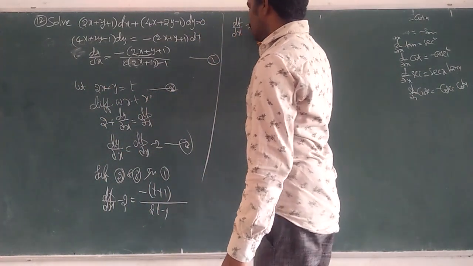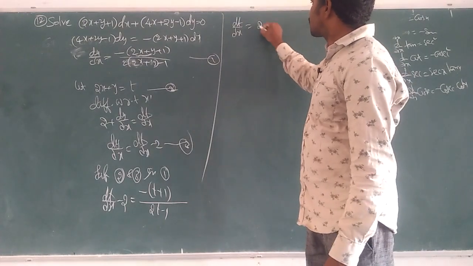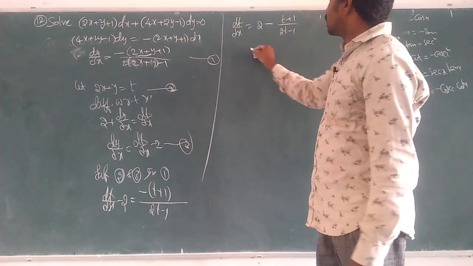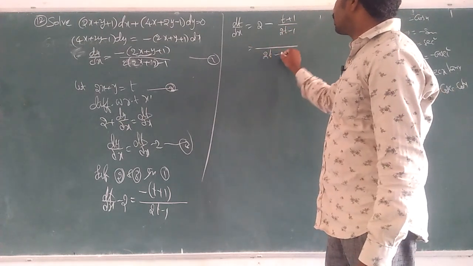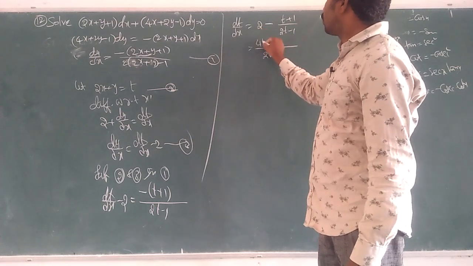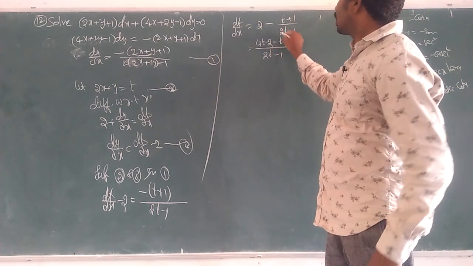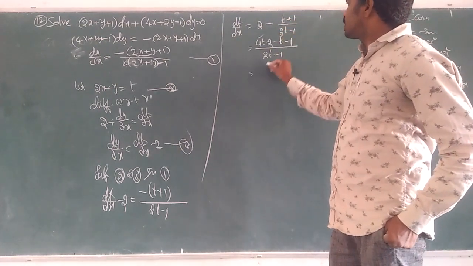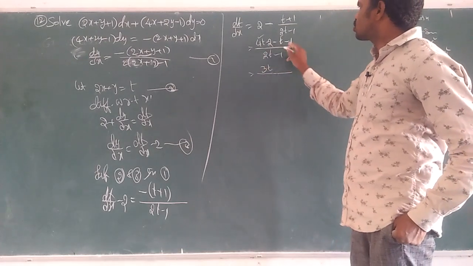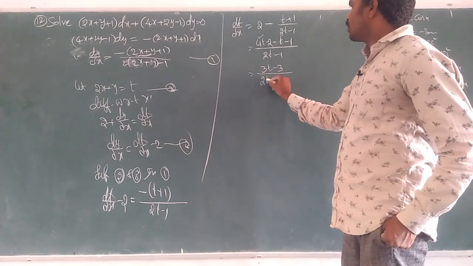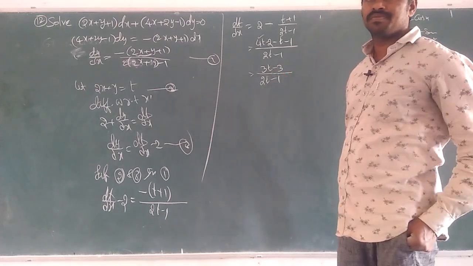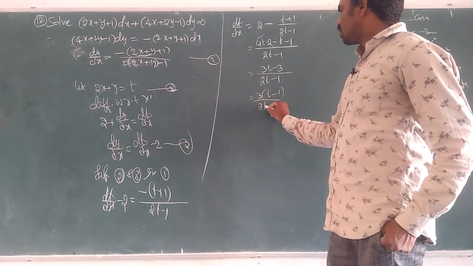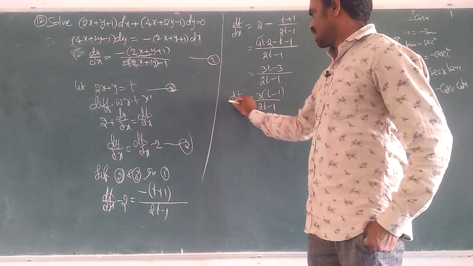dt by dx is equal to minus 2, which on the right side becomes plus 2, minus (t + 1) by (2t − 1), which is equal to, taking the LCM (2t − 1): (2t − 1) into 2 is 4t − 2, and minus t, and minus into plus 1 gives minus 1. So 4t − t becomes 3t, and −2 − 1 is −3, over (2t − 1). Of course, we can take 3 common: 3(t − 1)/(2t − 1). This is dt by dx.